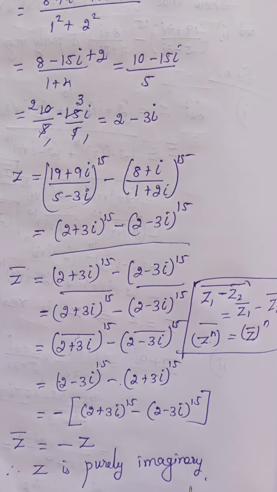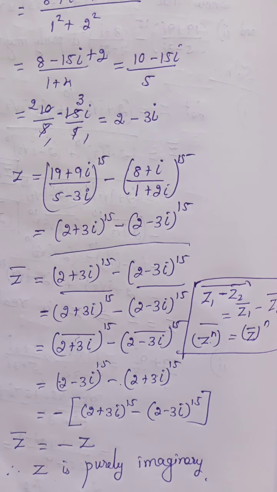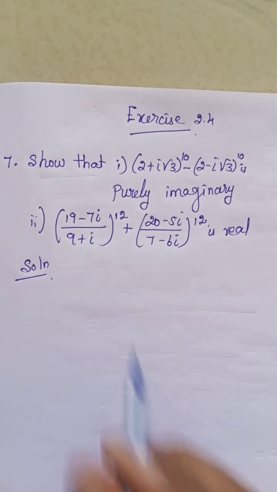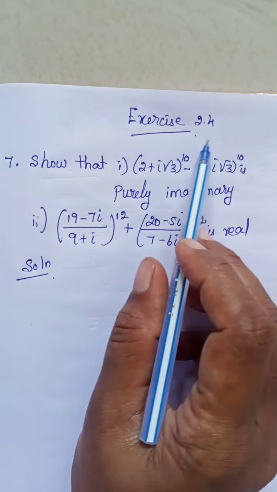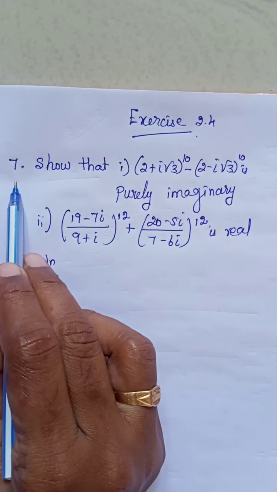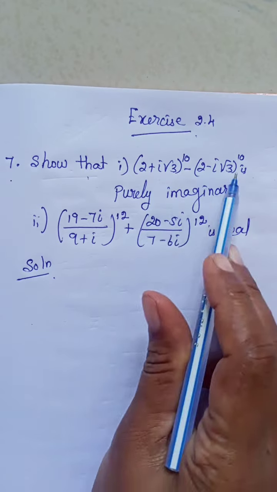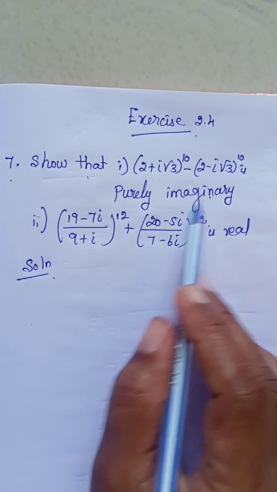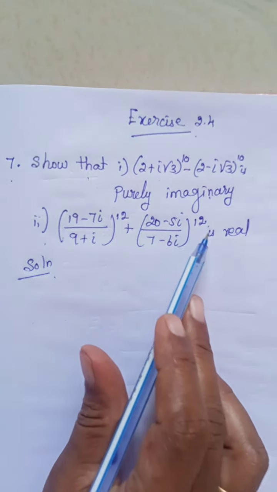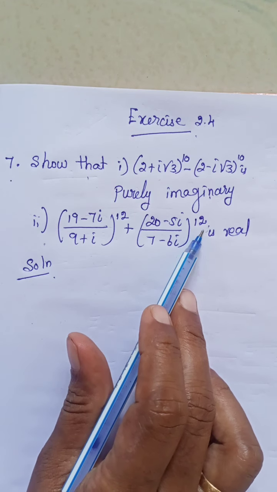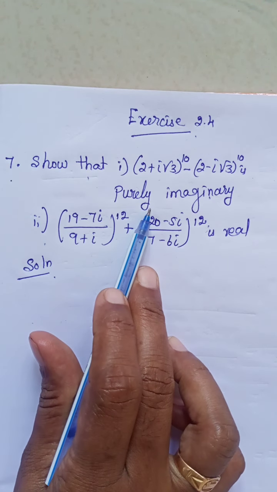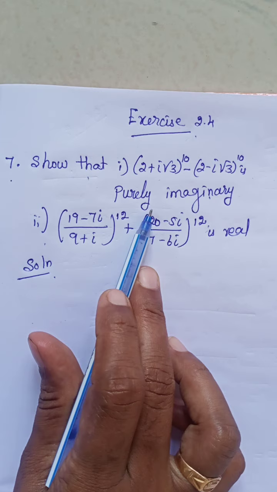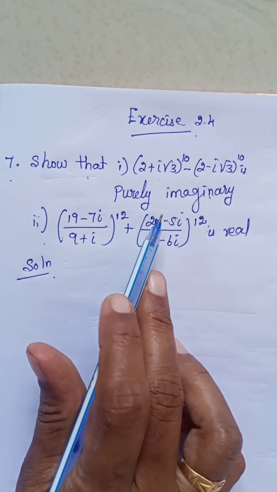Shall we do it in a similar way? One more problem is there in the exercise; first we will do that. Exercise 2.4, seventh problem. Show that, in the first subdivision, the number is purely imaginary, and in the second subdivision, it is real. What is the condition for purely imaginary? z bar is equal to minus z.